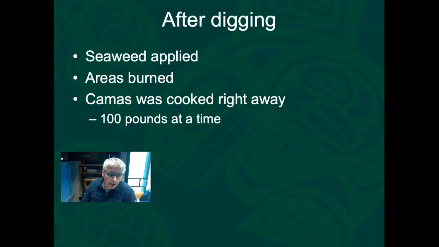So after digging, it was common that seaweed would be applied. A lot of the camas, particularly again on the islands and the islets, is near the intertidal zone, and so going and collecting that beach wrack and bringing it back, putting it on top of the camas, provides excellent nutrients, and so it's direct fertilizing the camas, burning the area to reduce the undesirable species, to recycle those nutrients. And then a lot of that camas was cooked right away, about 100 pounds at a time, until you reach your 4,500 pounds for the year.